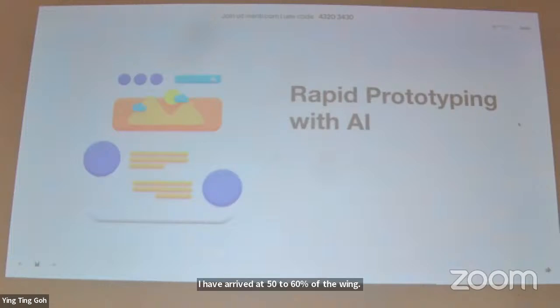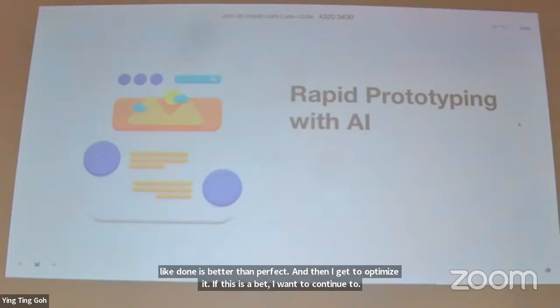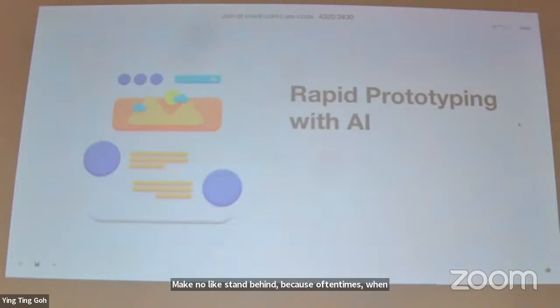Done is better than perfect. And then I get to optimize it. If this is a bet, I want to continue to make, to stand behind. Because oftentimes when we're creating campaigns or creating content, a lot of it is bets that we're making in marketing and seeing which ones take off. And some of them might not take off.